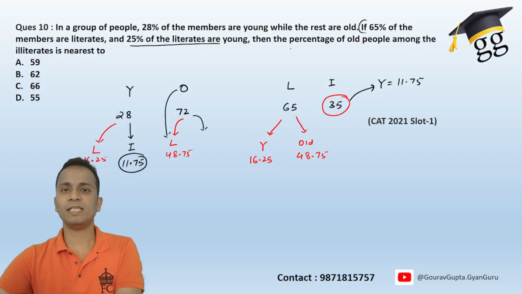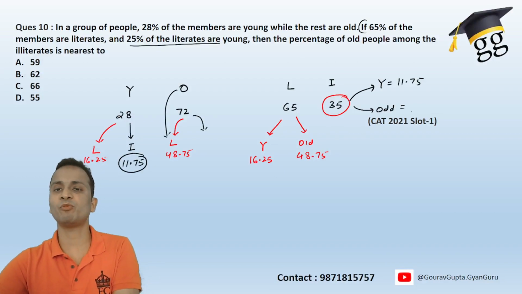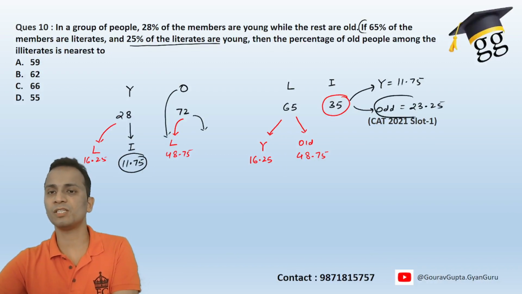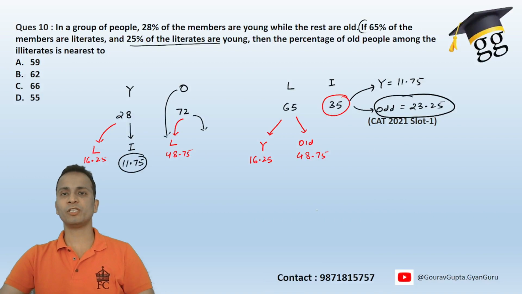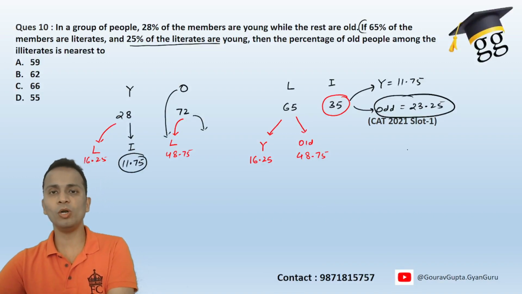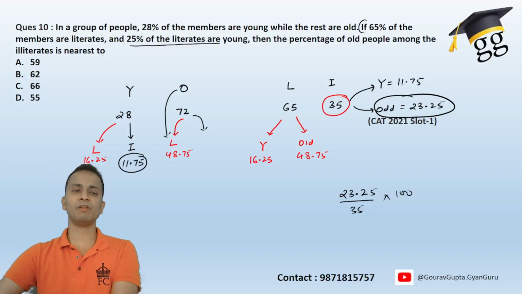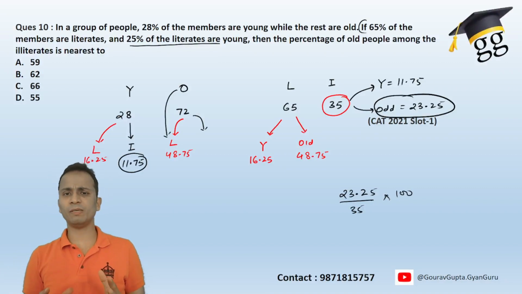Okay, then the percentage of old people. So out of this, number of old people will be 35 minus 11.75, that is 23.25. This is what we had to calculate. So then the percentage of old people among illiterates. So old among illiterates is 23.25 divided by 35 into 100. Now simplify this and you'll have to find out the approximate value.